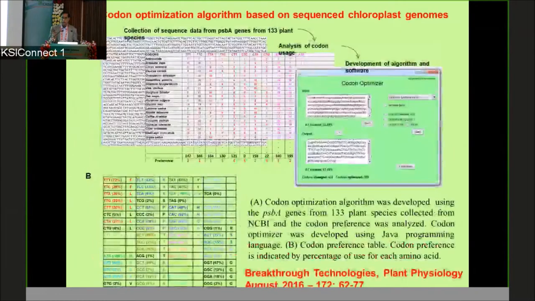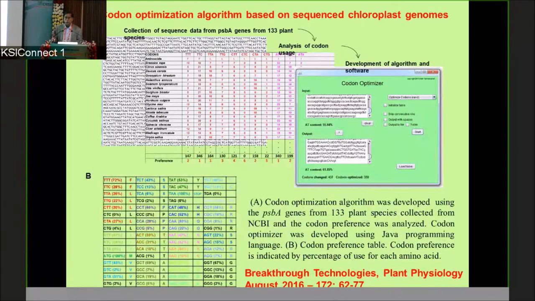One more challenge that we have to face in expression is that the chloroplast is prokaryotic. If you take a human gene and put it in, it doesn't express well. They express Bt because that's a bacterial gene. So in this case, we developed a software. This software is based on several hundred genomes that are sequenced. We took the highest expression gene, psbA, and found how the codon hierarchy is made. So we developed a software based on this.